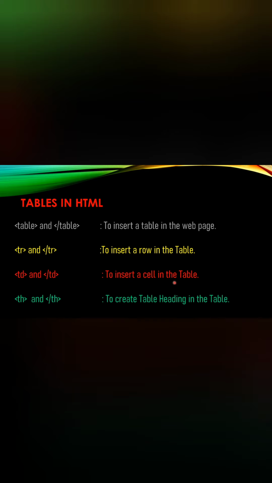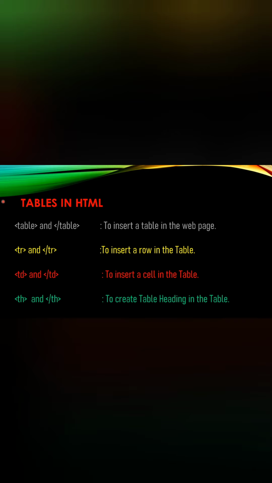To insert a cell in the table, we have to use td pair of tags. D represents data, table data. Inserting a cell means whatever data we are entering in a cell. That is, to insert a cell in the table we are using TD pair of tags, table data. And to create table heading for the table we have to use TH pair of tags. TH means table heading. TH pair of tags are used to create table heading for the table.